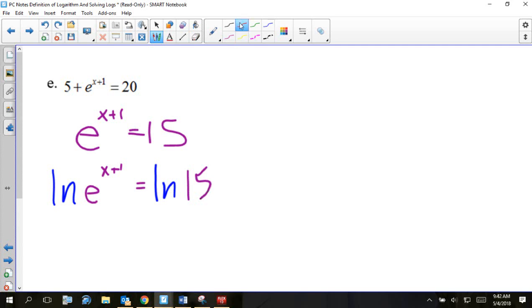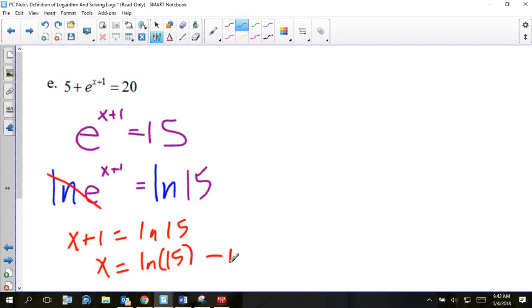Okay. So then ln is log base e, so the e cancels. So we get x plus 1 over here equals ln 15. So I have x equals ln 15 minus 1. Now, I don't know ln 15. That's not one I can do in my head. But this could be a calculator question, so let's find the ln on the calculator.